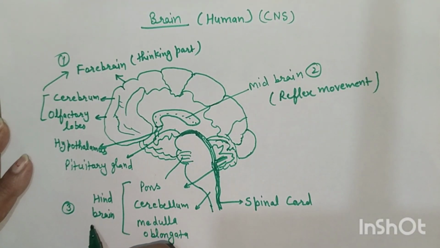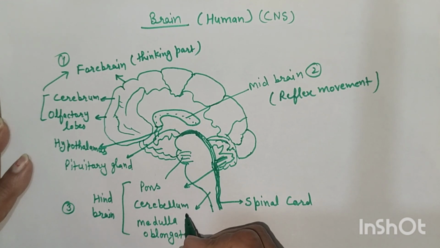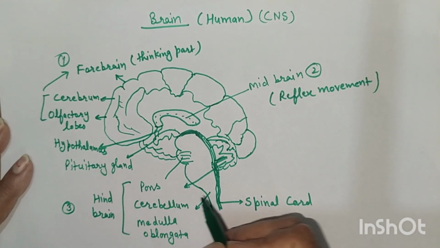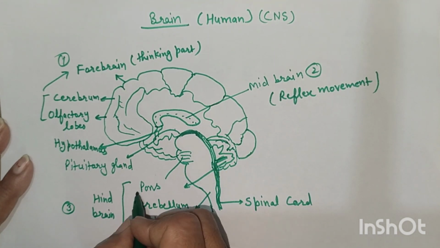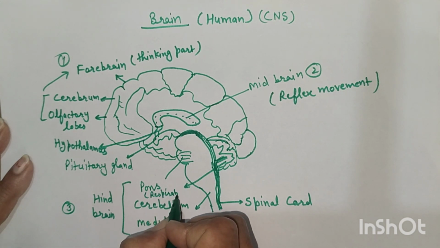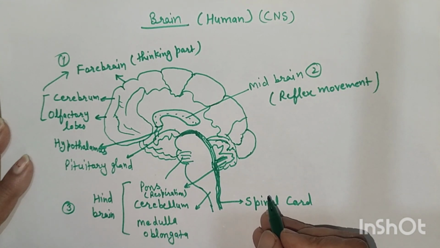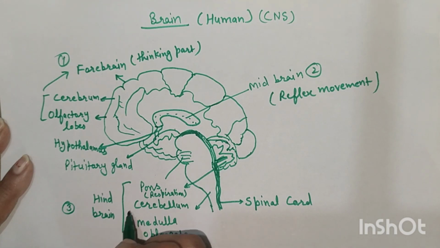Now, the third part is the hindbrain. It consists of the pons, cerebellum, and medulla oblongata. Pons regulates the respiration. Cerebellum is the smallest part of the hindbrain, and it controls the posture and movement.